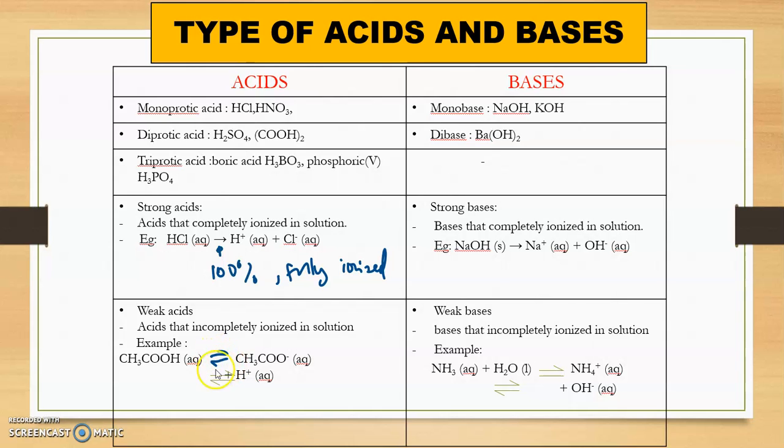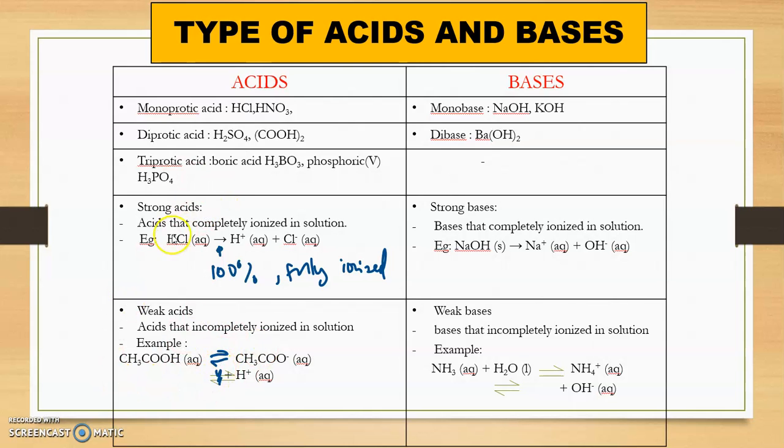Kalau dia adalah acid, dia akan membentuk, contoh ni CH3COOH, which is organic acid. All the organic acid is a weak acid. So, dia membentuk CH3COO negative plus H+. Okay. So, dia not 100% ionized.